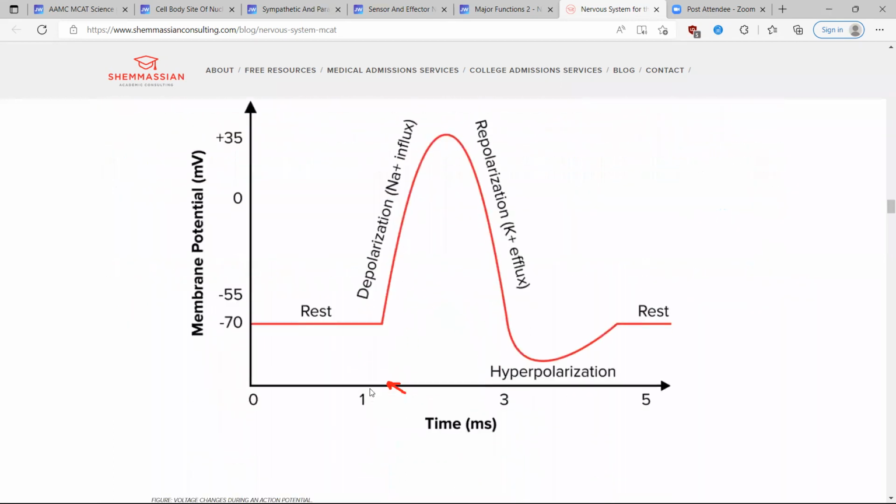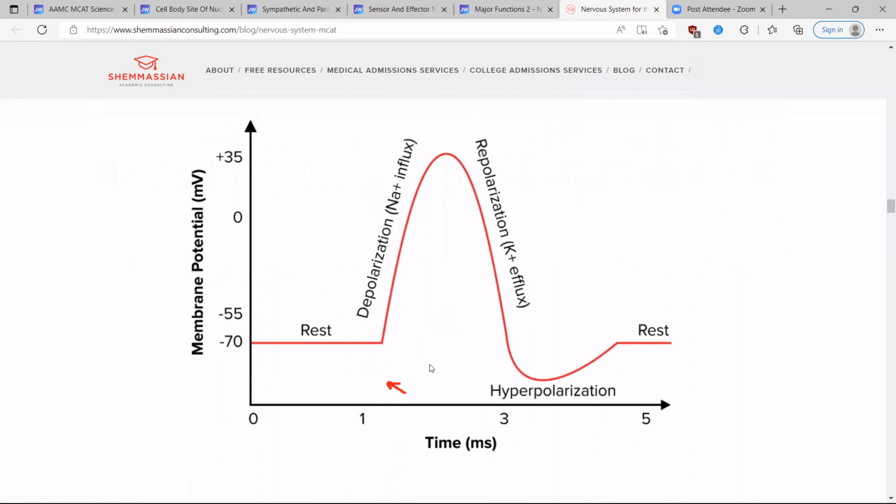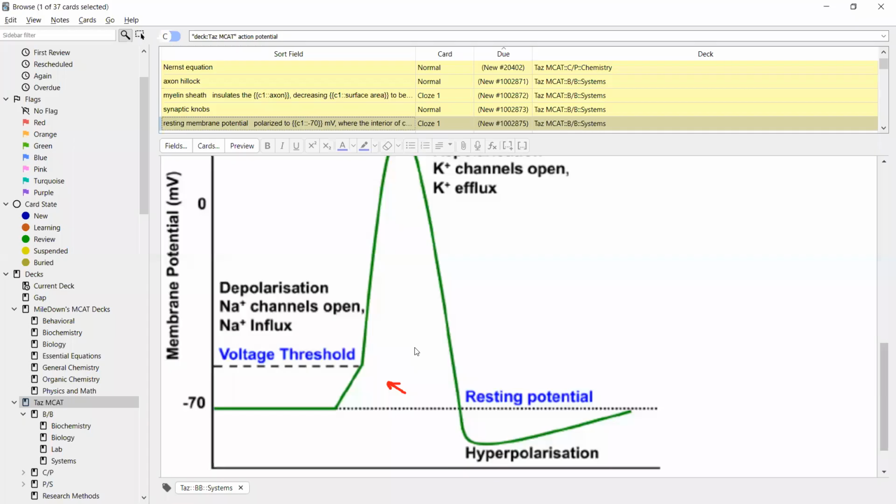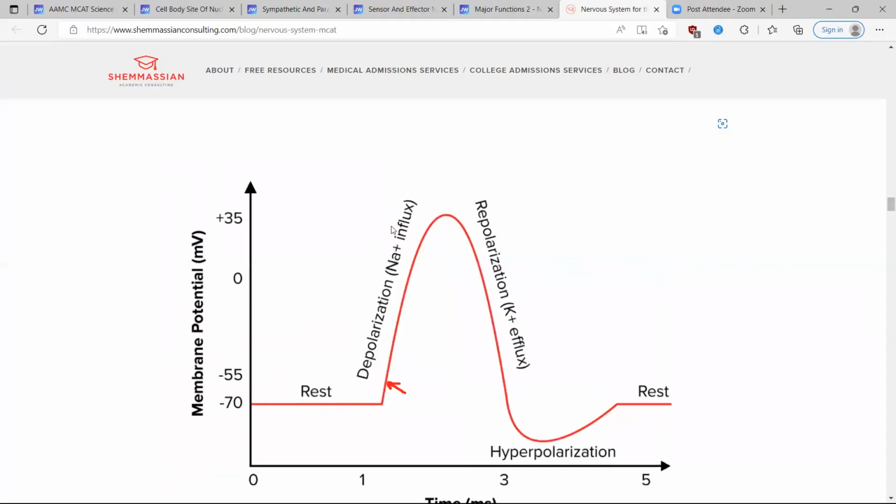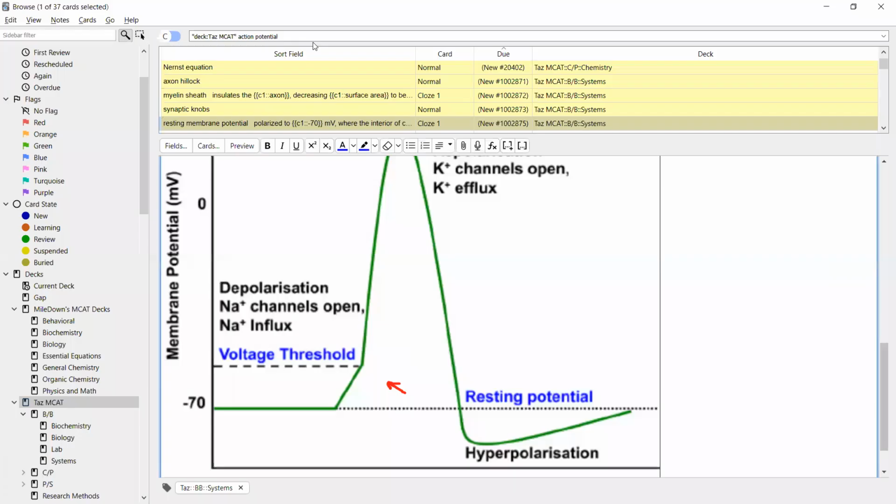What that means is that in the relative refractory period, there is a point where the neuron will not respond because it's negatively charged. The membrane potential is so negative.